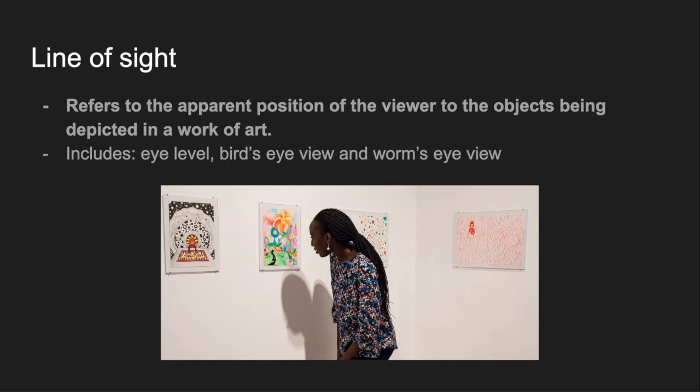So you can feel as though, think again about a 2D artwork being a window. In that window, do you feel like you're above the scene, below the scene, or like at your human perspective where you're standing on the ground? So different lines of sight include eye level, bird's eye view, and worm's eye view.